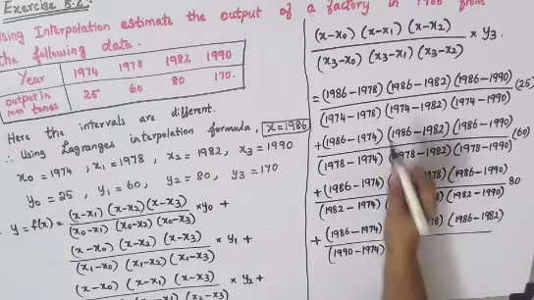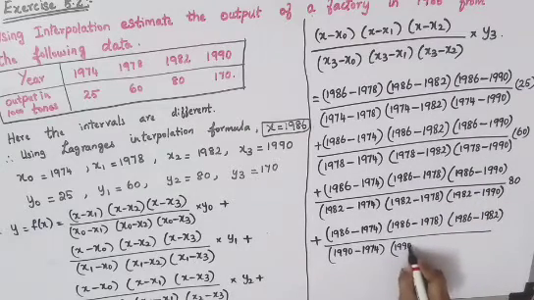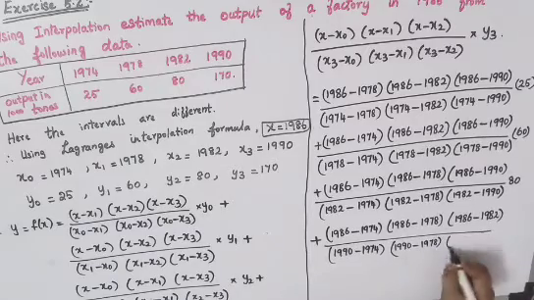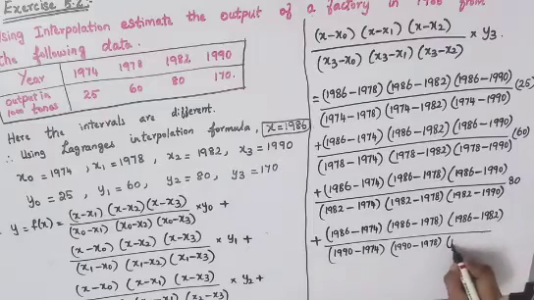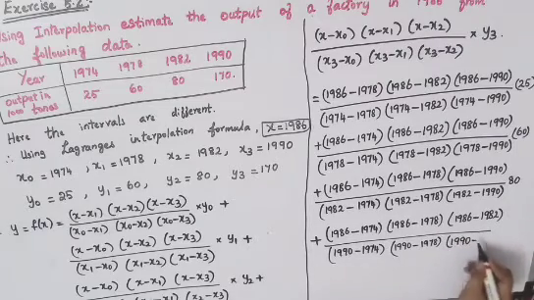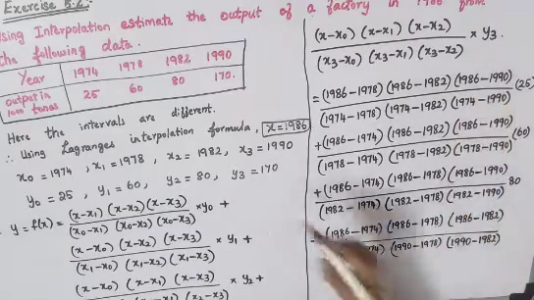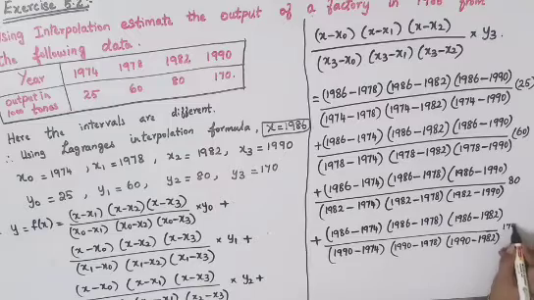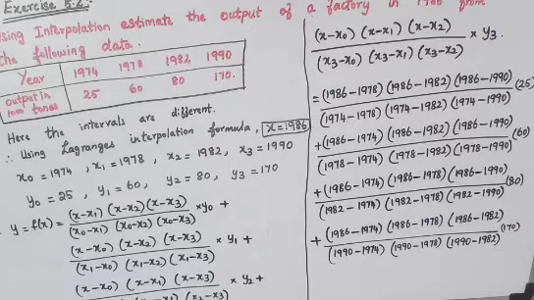Then into x3 minus x1. So x3 is 1990, minus x1 is 1978. The next one is x3 minus x2. So x3 is 1990, minus x2 is 1982, into your y3. y3 is 170. We have just substituted all the values.